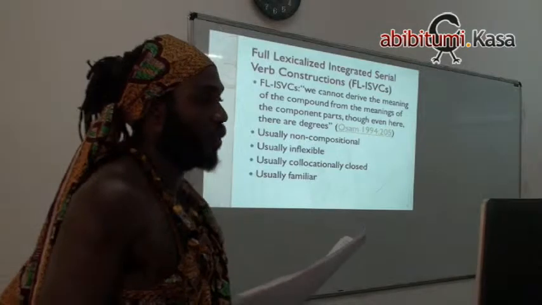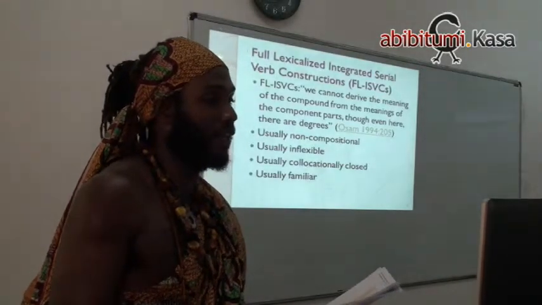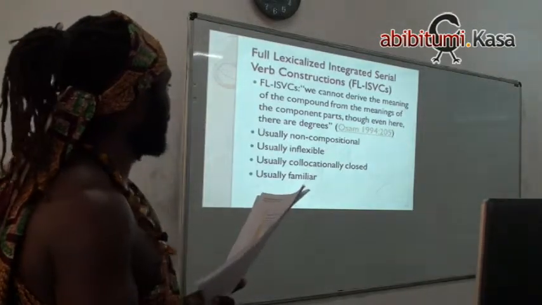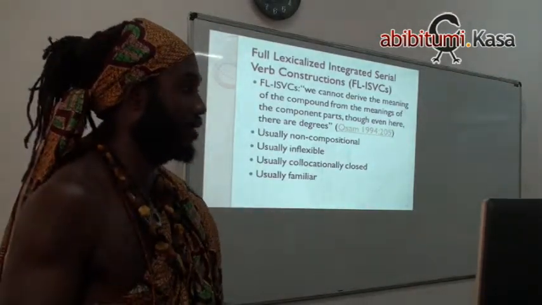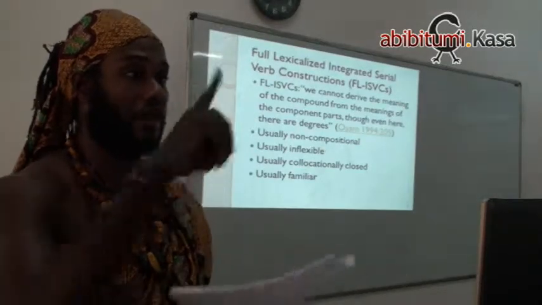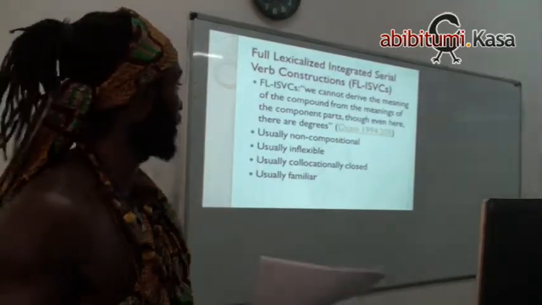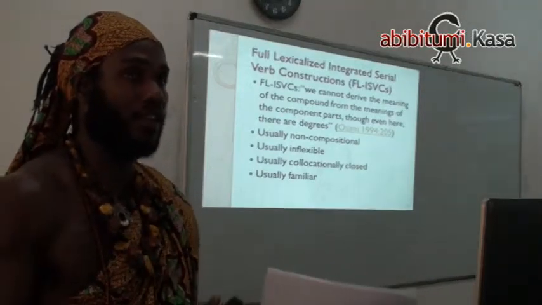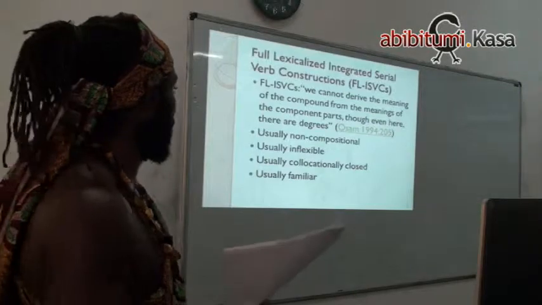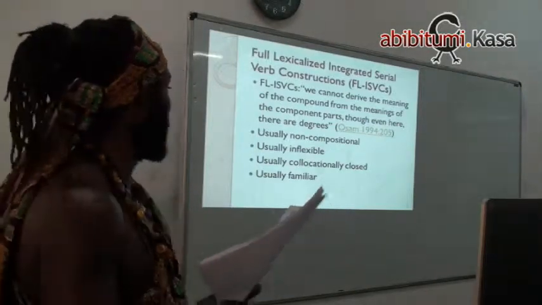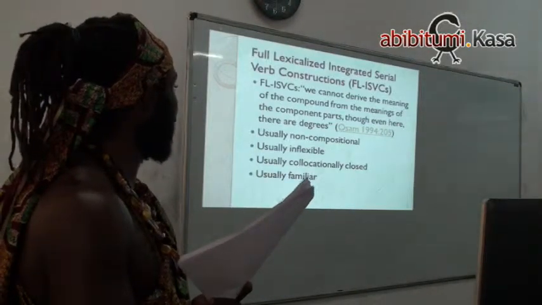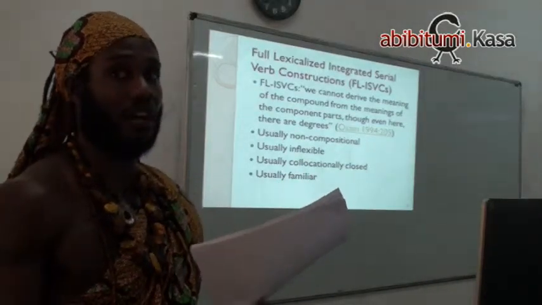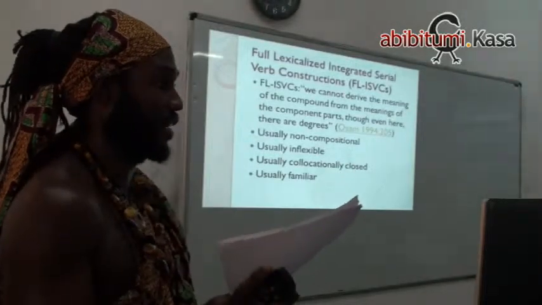So FLISVCs, we cannot derive the meaning of the compound from the meanings of the component parts, even though there are degrees. So for FLISVCs, usually they're not compositional. You can't look at this one verb and this other verb and come up with the meaning of the overall construction. Usually they're inflexible in the sense that they're not able to be specified in these ways. They're not able to change the number, and they're not subject to other morphological marking as a tendency. They're usually collocationally closed in the sense that you can't switch in one synonym or one antonym for the other one, that the idiom has to stay as it is.